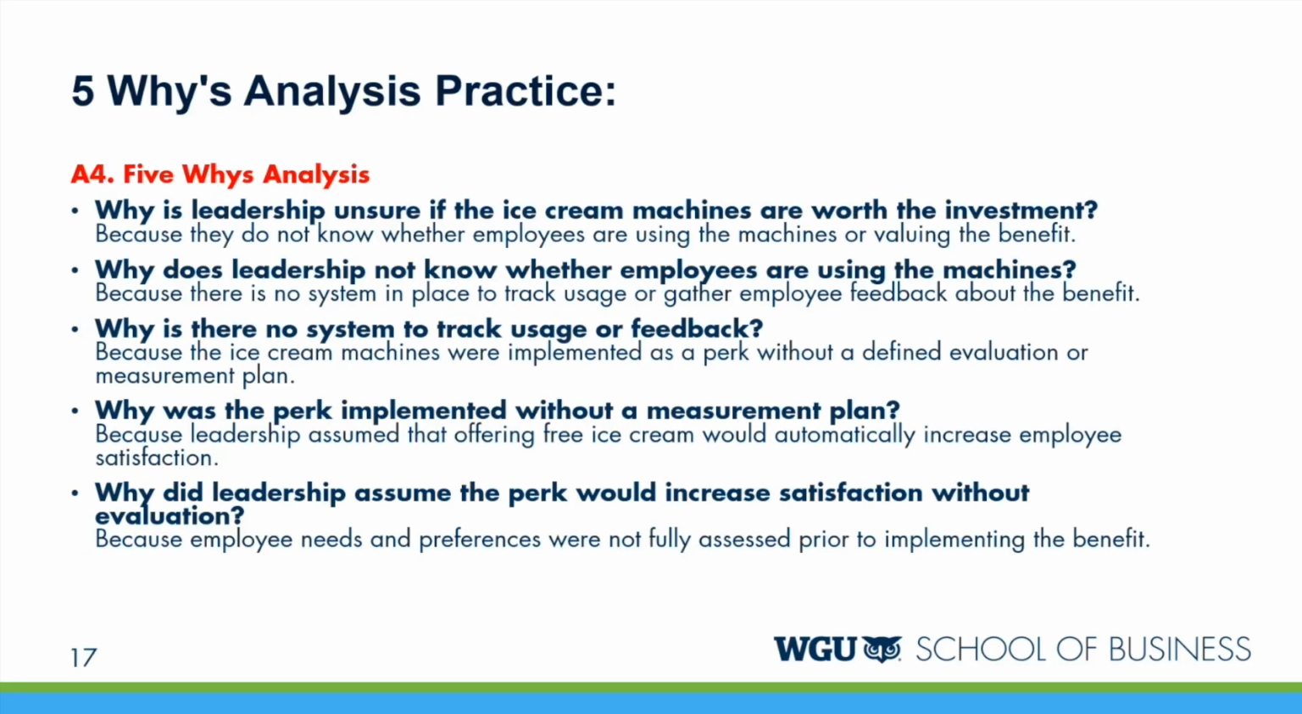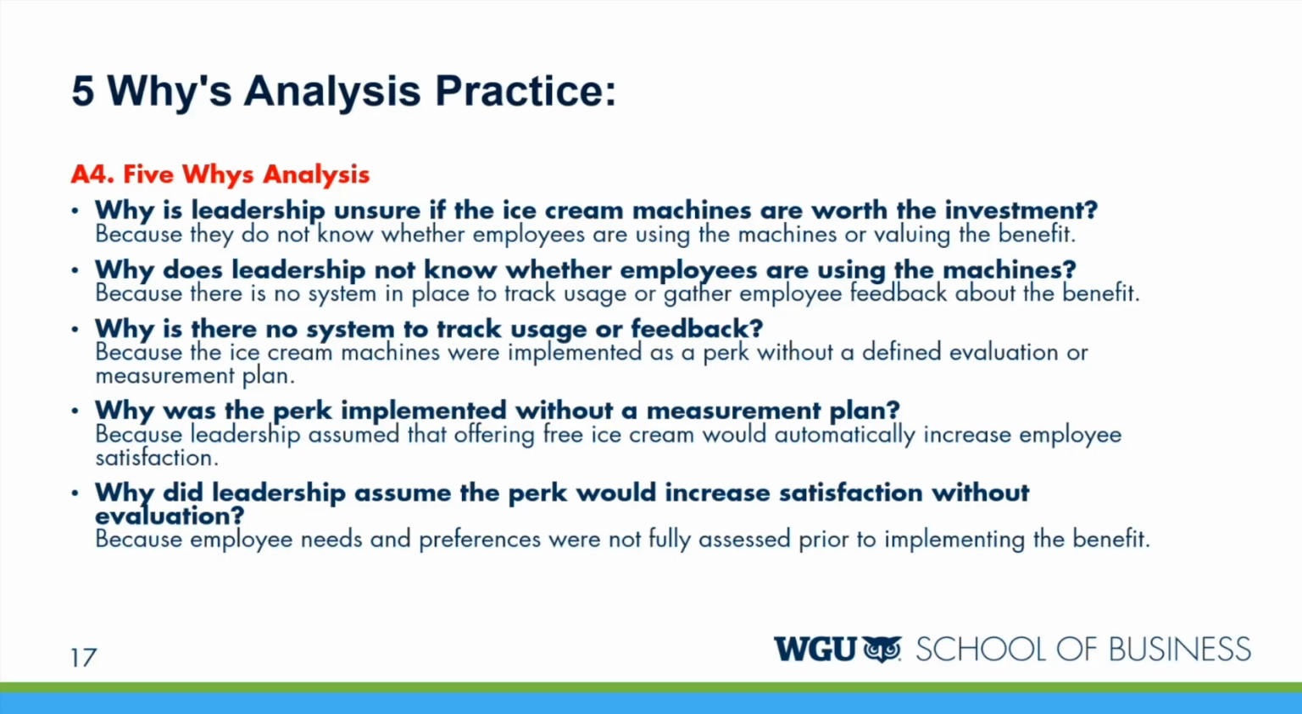All right, so we're on A4 now, the 5 whys analysis. Here's the questions that we decided to use. Why is leadership unsure if the ice cream machines are worth the investment? It's one of the questions. And then you can answer it: because they do not know whether employees are using the machines or valuing the benefit. The next question: why does leadership not know whether employees are using the machines? Maybe because there's no system in place to track usage or gather the employee feedback about the benefit.